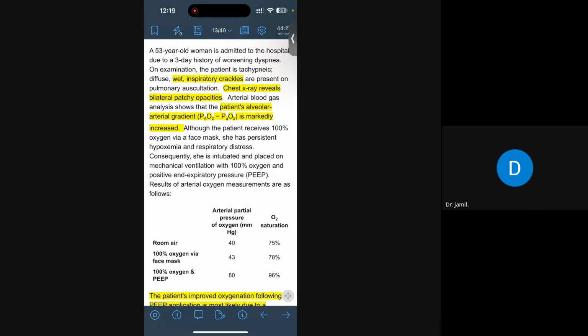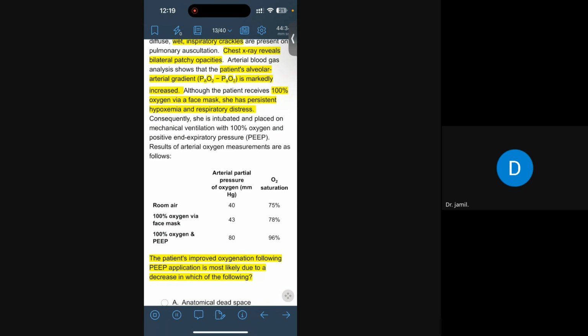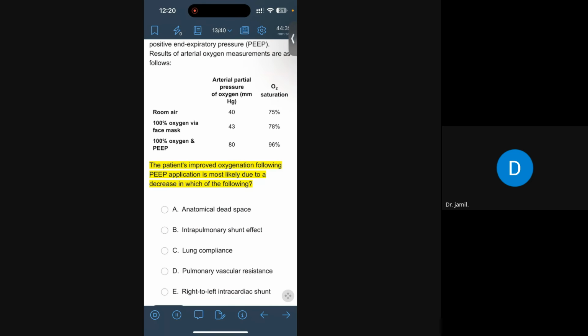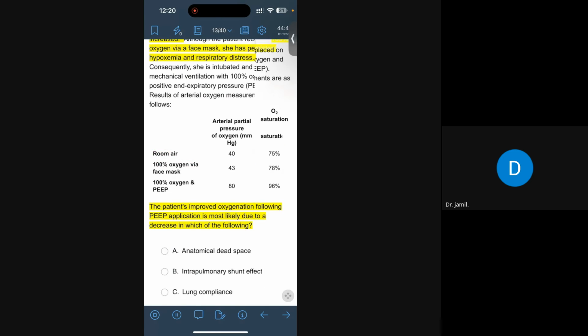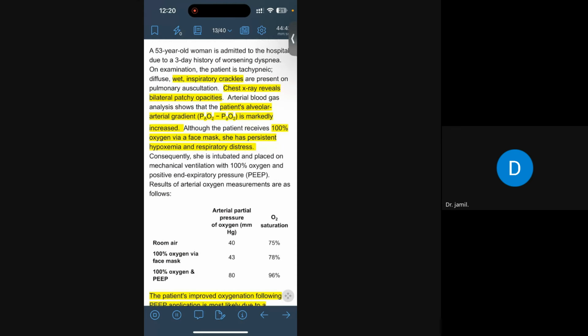The patient is intubated. She has hypoxemia. So what is the patient suffering from? Bilateral patchy infiltrates, wet crackles, pulmonary edema, and the AA gradient is increased. What is the diagnosis here? ARDS. Yes, it is pulmonary edema, which can be non-cardiogenic or cardiogenic.